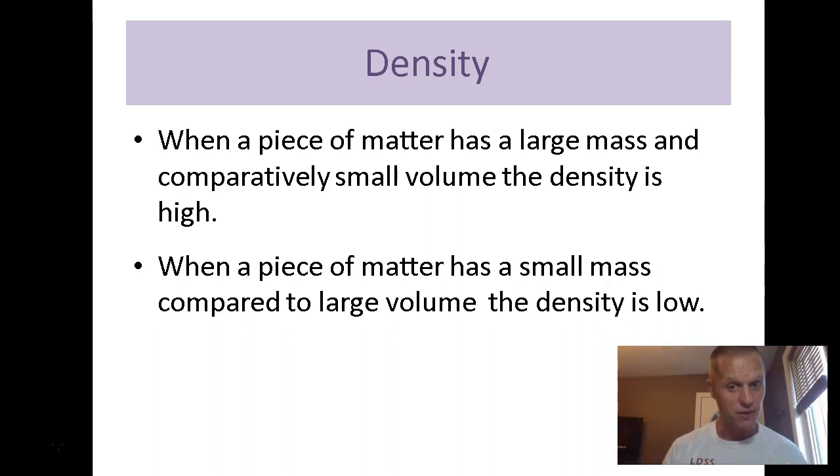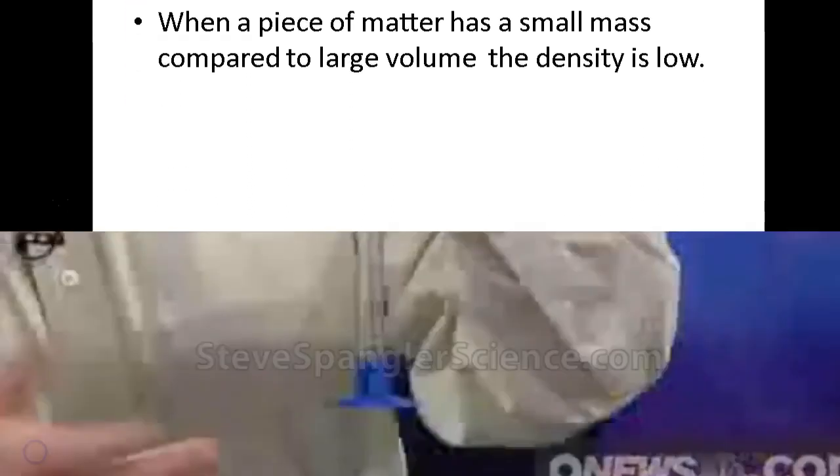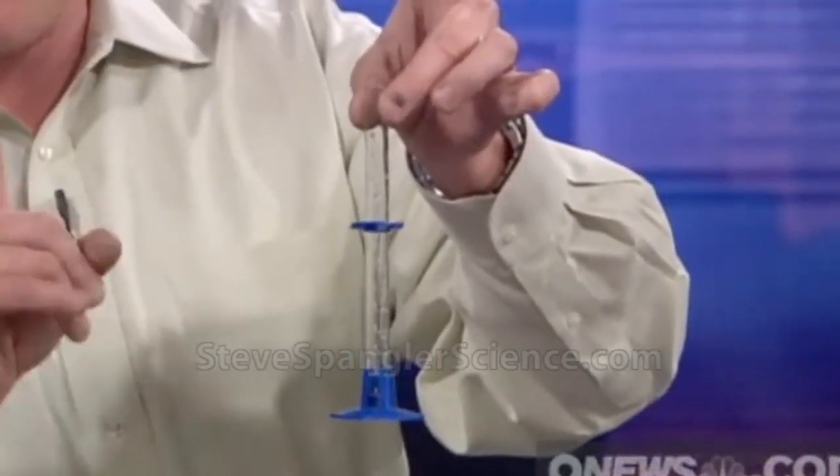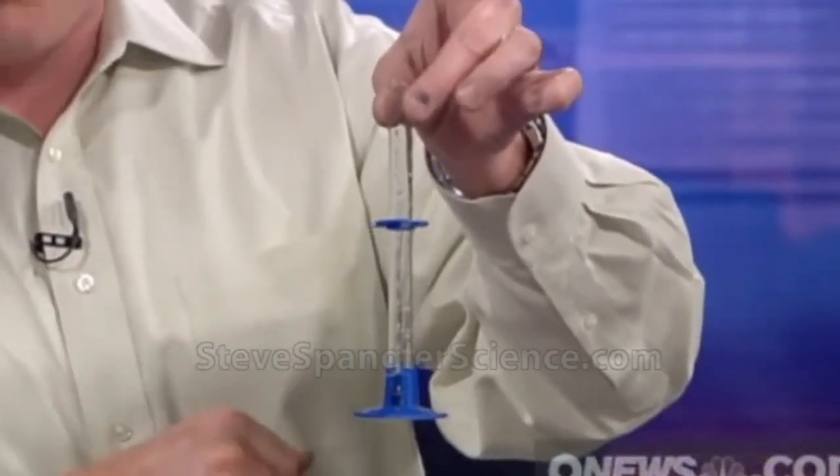So density is when a piece of matter has a large mass and a small volume, that means it's very heavy, it's very dense, and so therefore it's going to sink. When a piece of matter has a small mass compared to a large volume, that means it's very light per its volume, and so therefore it's going to float. So the density of water being 1, that's really, really important for us to know.